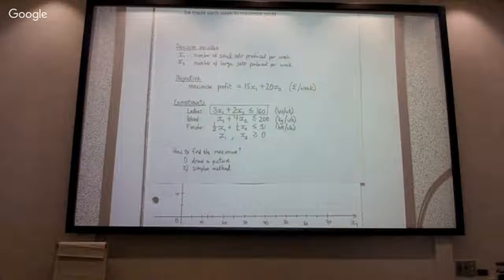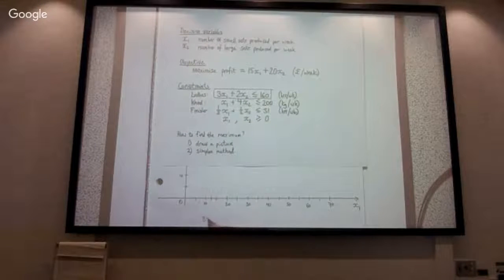Okay, so I'll tell you what a half plane is then. A half plane is you draw a straight line, and everything on the one side of the line is a half plane, including that line. Okay? So which straight line do I want to draw? I want to draw a straight line which has equation 3x1 plus 2x2 is equal to 160. Okay, that's a straight line.